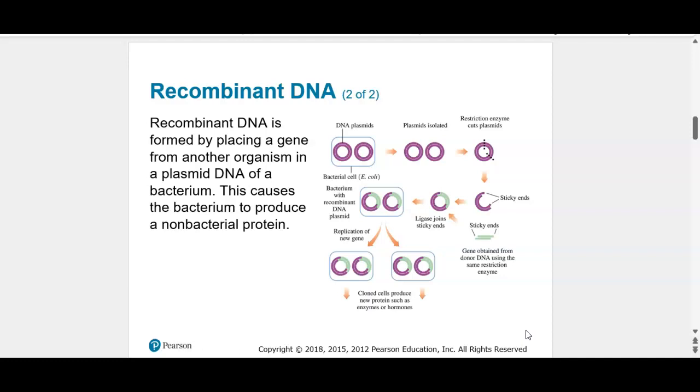coli plasmid with recombinant DNA. The recombinant DNA, and you've taken a gene that you want to make the protein from, and you've put it into a DNA plasmid. Now you can just keep growing these things and make lots and lots of this stuff. And that's how that works.